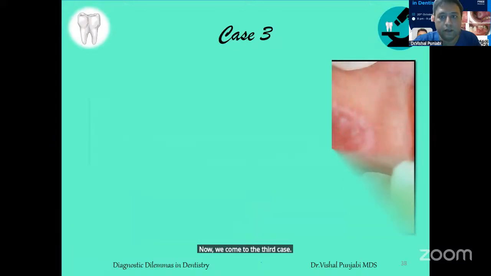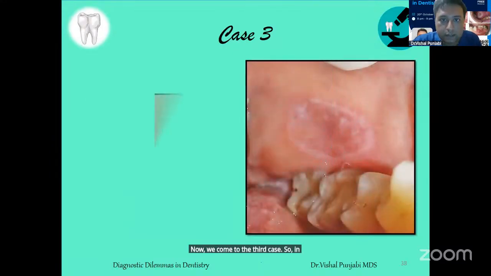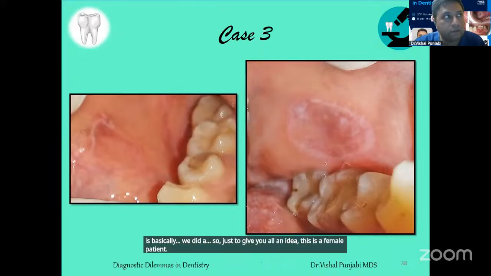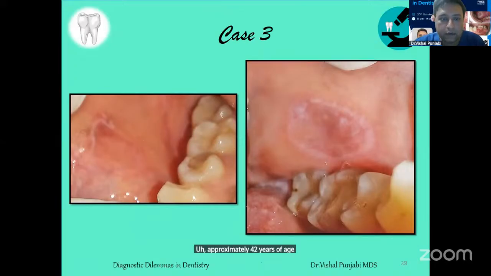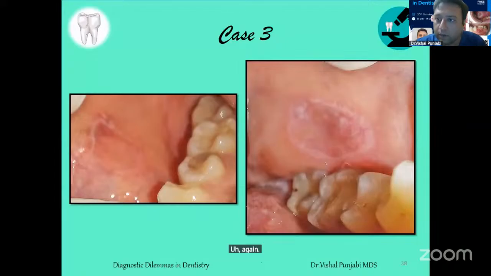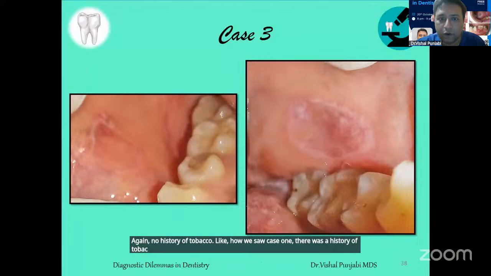So in this third case, just to give you all an idea, this is a female patient, approximately 42 years of age. The complaint of this patient was that she had a burning sensation in her mouth. Again, no history of tobacco. Like how we saw in case one, there was a history of tobacco, pan masala, all possible things.